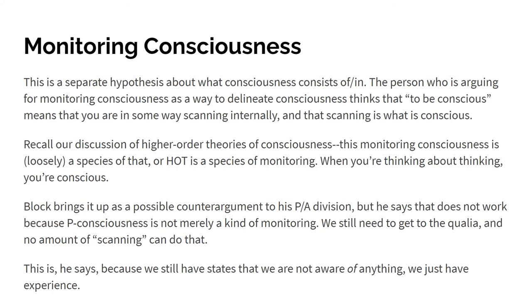Next, Block takes on the idea of monitoring consciousness, because some people who have disagreed with his division of P and A have brought up monitoring consciousness, which is the idea that something is conscious only because we're continuously monitoring it internally. So that's our stream of thought. He gives three or four different types of monitoring consciousness, but he lumps it all together because the only thing he's arguing against is the idea that our what it's like, or our P consciousness, counts as monitoring consciousness, because he doesn't think it does.